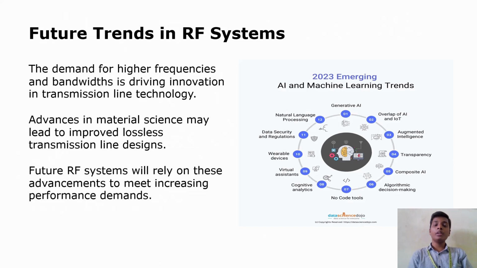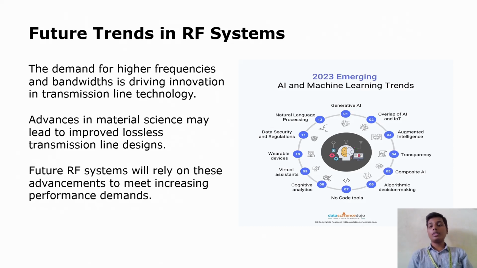Future trends in RF systems. The demand for higher frequencies and bandwidths is driving innovation in transmission line technology. Advances in material science may lead to improved lossless transmission line designs. Future RF systems will rely on these advancements to meet increasing performance demands.